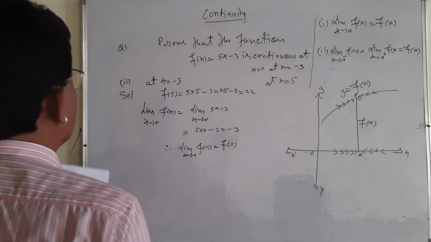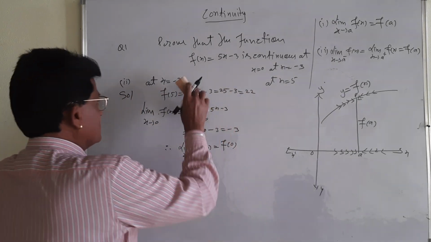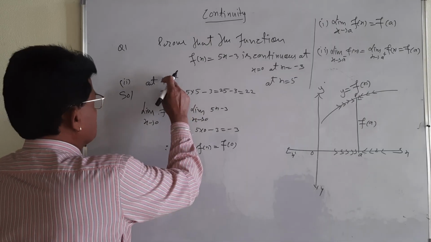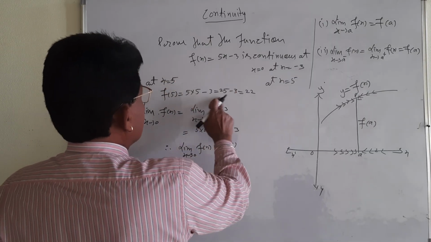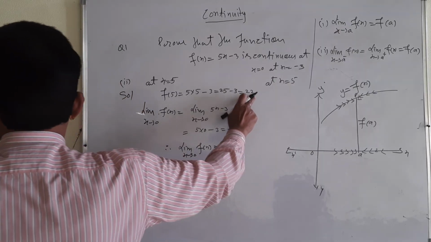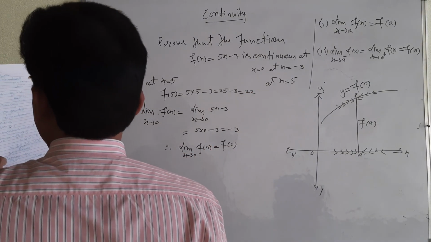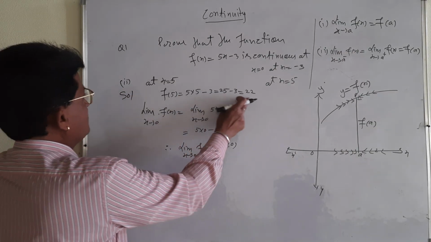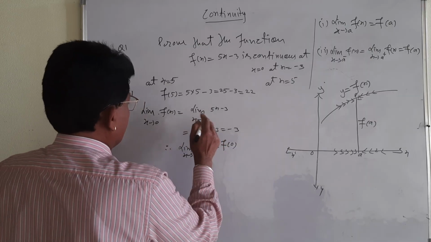Actually I made a mistake. Let me take 5 first, because I have solved it by taking 5. In place of x write 5, and it will be 22. You see carefully, it will be 22. Same thing at 5.